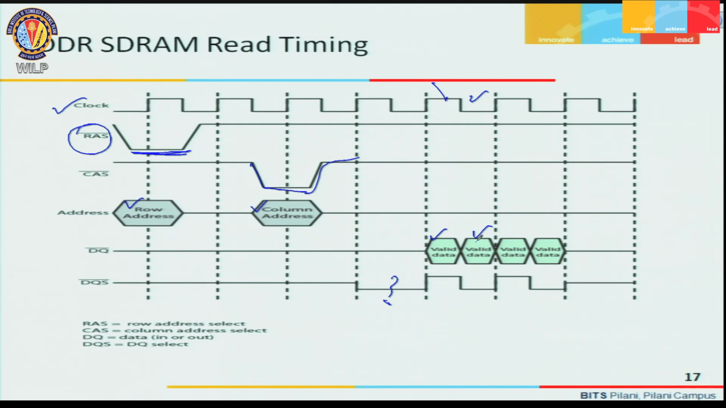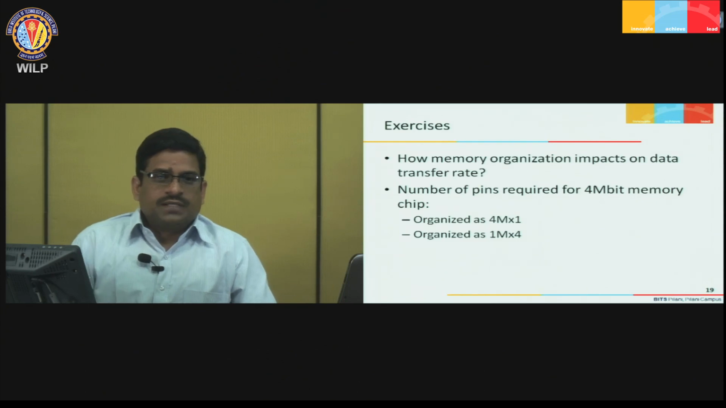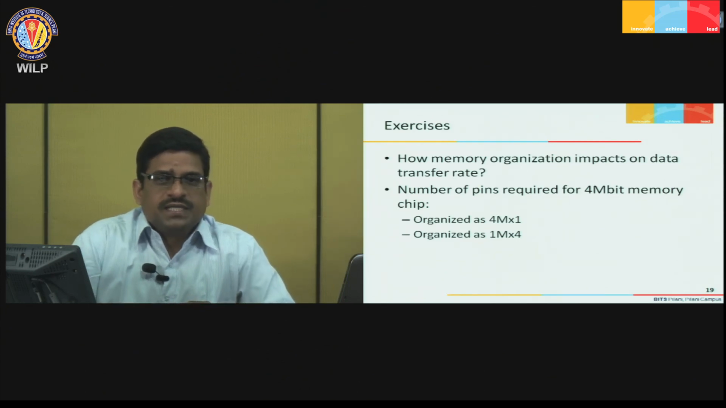Compared to the synchronous DRAM, where 1 clock cycle gives only 1 data, here on the rising edge as well as the falling edge we are getting 1 data in each case. So, the data rate is double here. The data transfer rate, the rate at which the data can be accessed from the memory, is now doubled. So, now look at the exercises for this lecture.